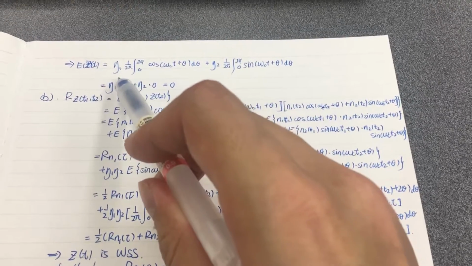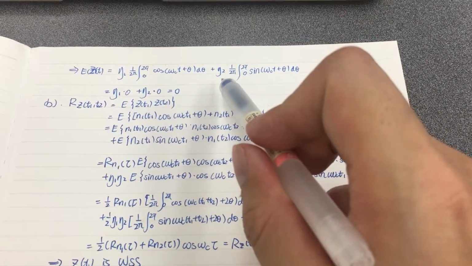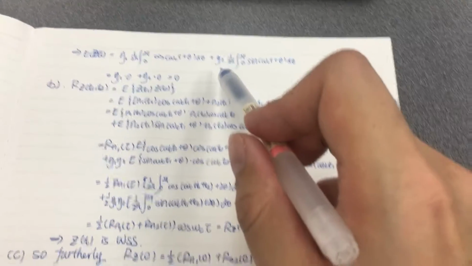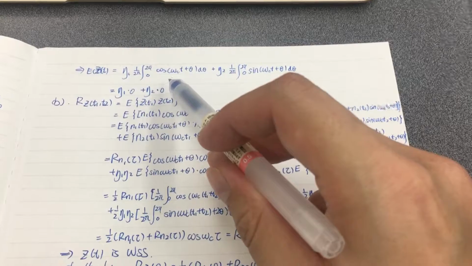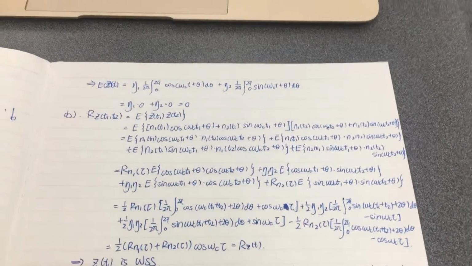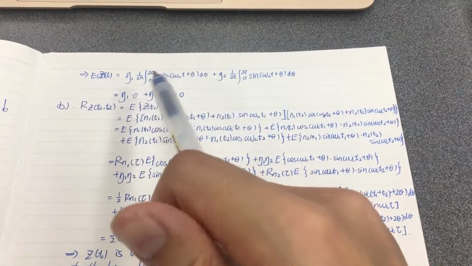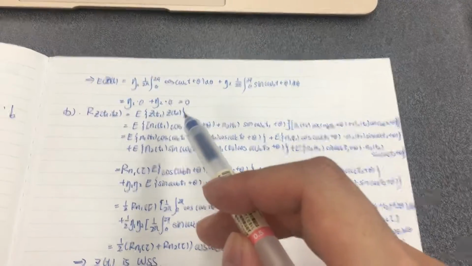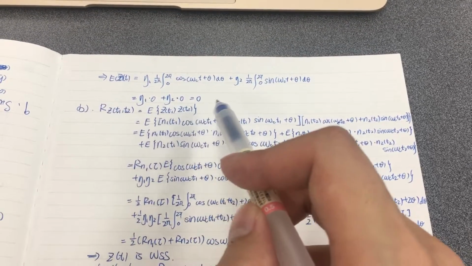The first is equal to eta1, and the second is equal to eta2, and for the other two, sine and cosine, we should take the integrals of these two signals over the interval 0 to 2 pi. As we can see, these two integrals are exactly 0, so the mean of Z(t) is definitely 0.